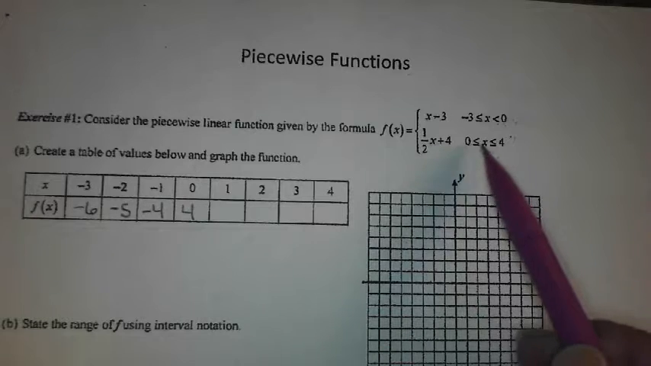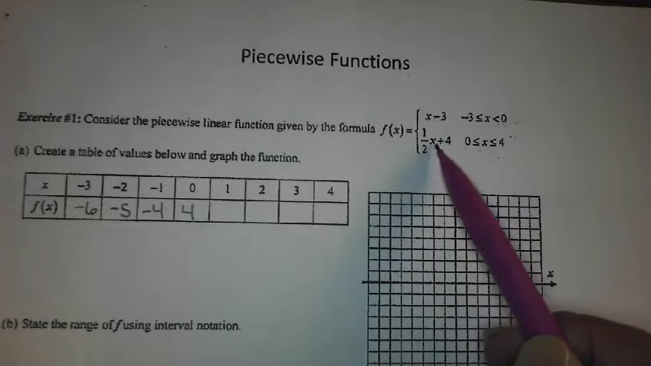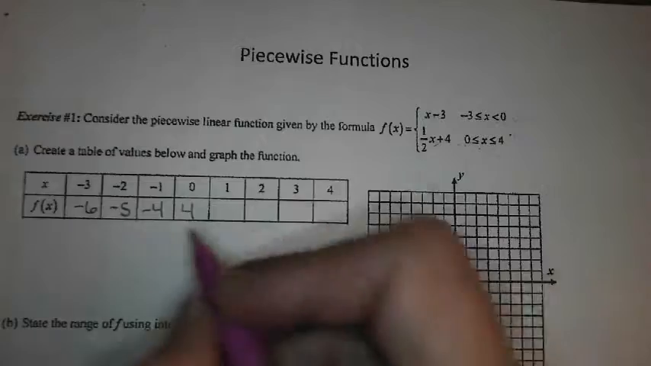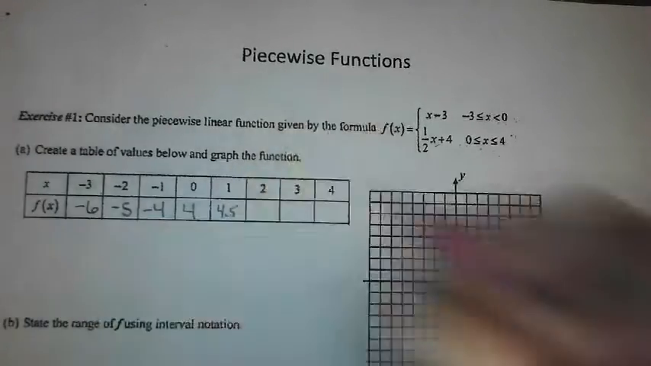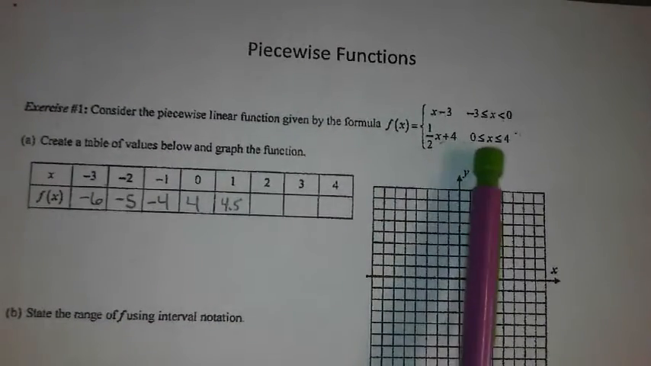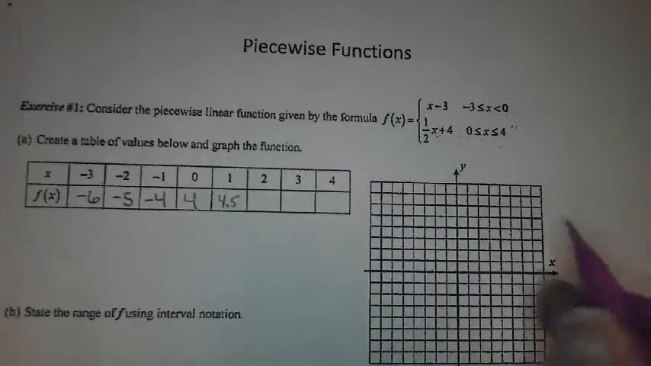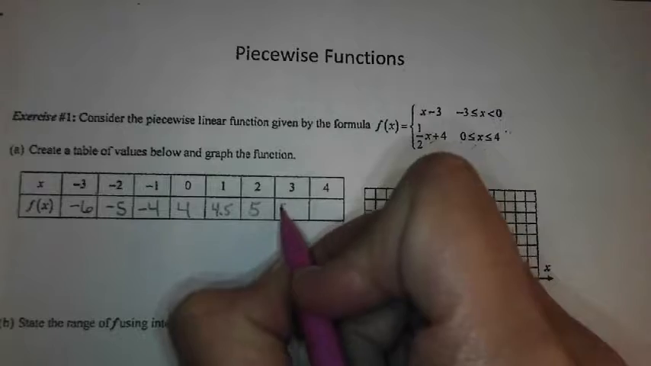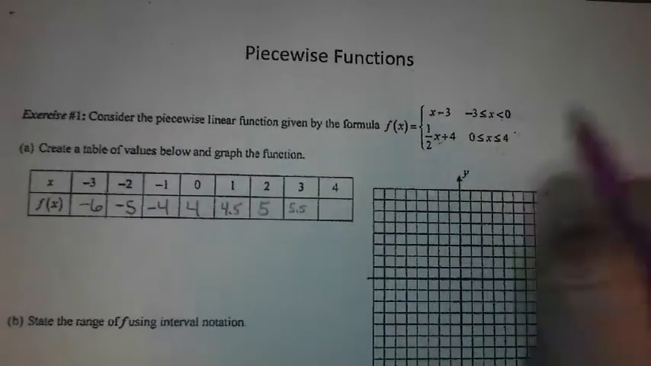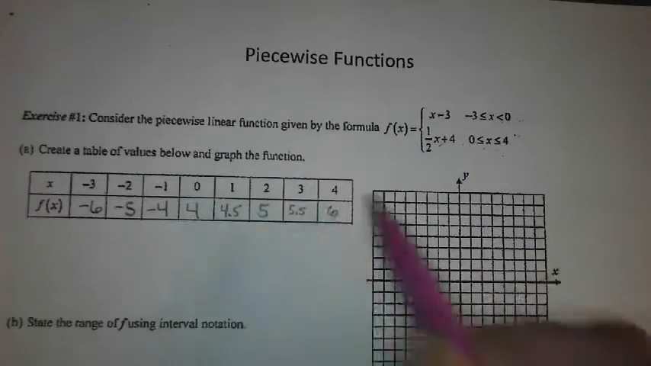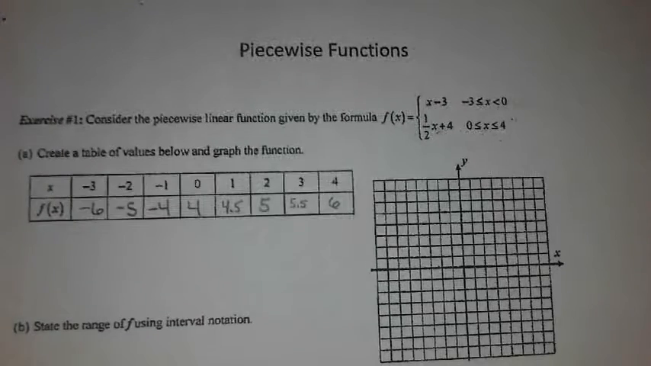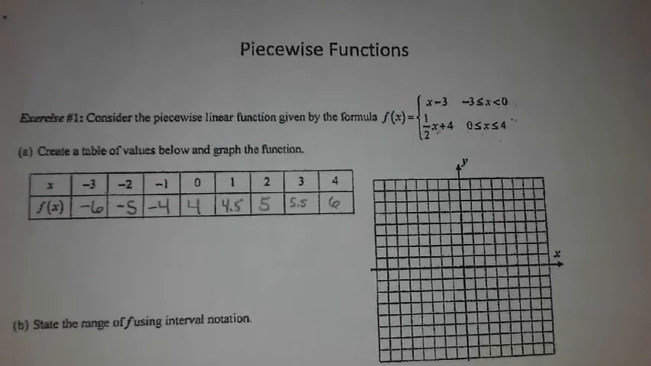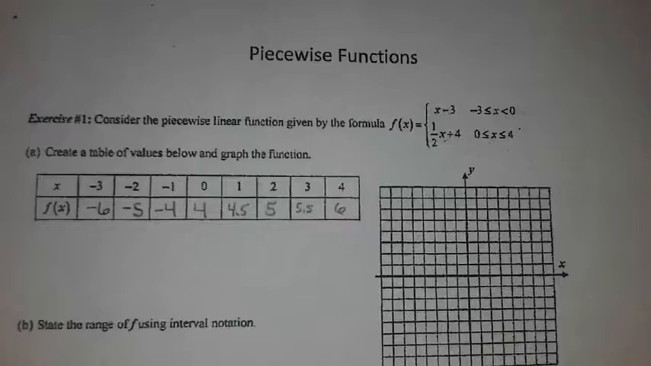1 falls in this interval, so we plug 1 into there. A half times 1 is a half, plus 4 is 4.5. I'll write 4.5. When I plug in 2, I get 1 plus 4, which is 5. Plug in 3, I'm going to get 5.5, and 4, I'm going to get 6. Okay? Now it comes time to graph this.